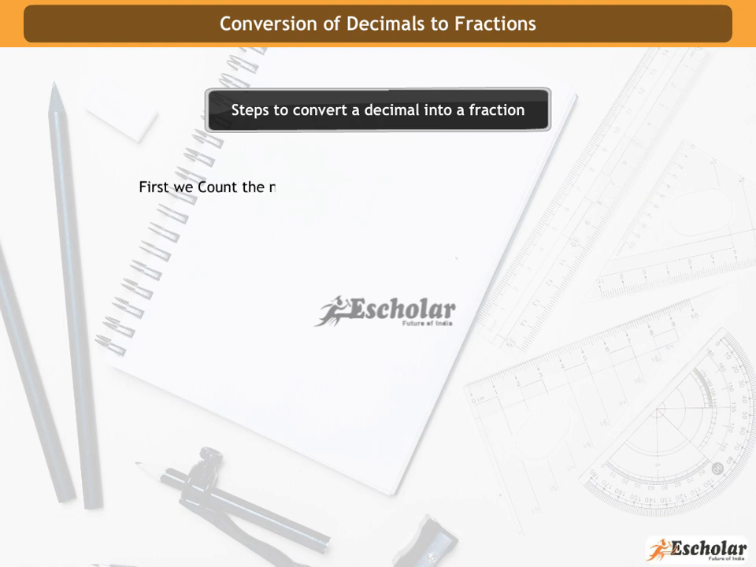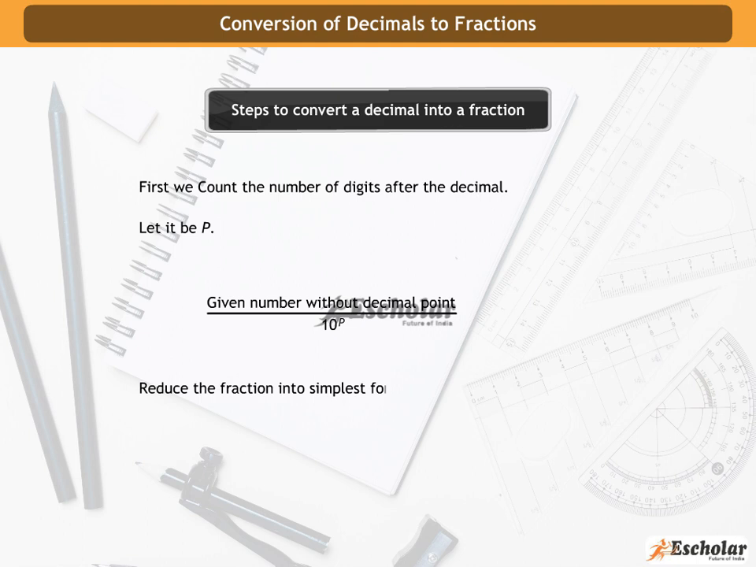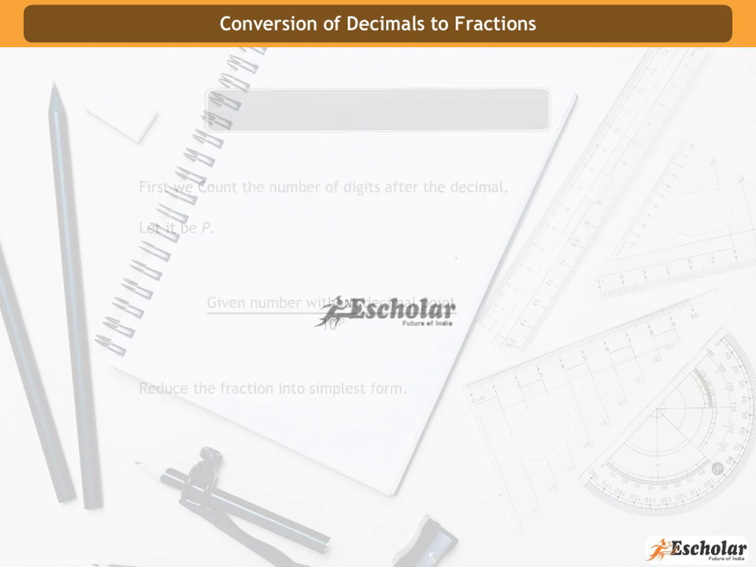First, we count the number of digits after the decimal. Let it be p, and write the fraction as the given number without the decimal point divided by 10 raised to the power p, and then reduce the fraction to its simplest form. Let us look at some examples.